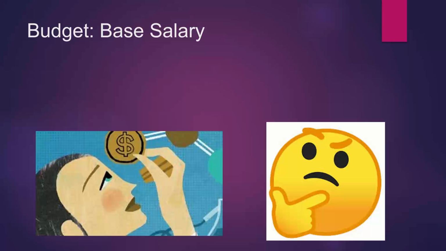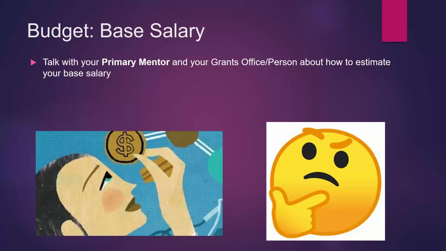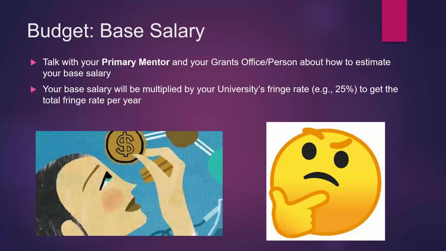Let's talk base salary. Talk with your primary mentor and your grants office person about how to estimate your base salary. That may involve a negotiation. So at Library, you'll have to negotiate with the president of Library and the chief operating officer of Library to come up with what this will be in your budget, along with your primary mentor. So your base salary will be multiplied by your university or institute's fringe rate. And Library's fringe rate is 25% to get the total fringe rate per year.